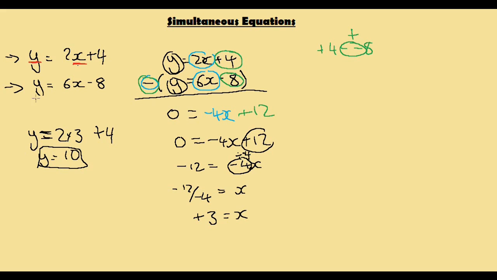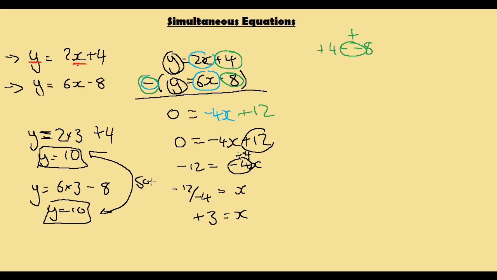Now, if we've done it right, then this second equation should also give us the same value of y. So remember, 6 times x, x was 3. 6 times 3, take away 8. So 6 3s are 18, take away 8 is 10. So there we go, y equals 10 for the second one as well. So that just proves that these two are both the same.